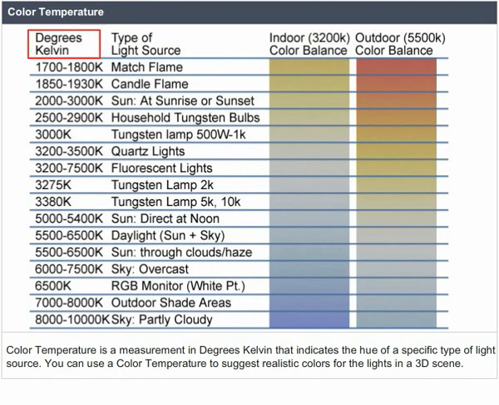Color temperature is a measurement in degrees Kelvin that indicates the hue of a specific type of light source. You can use a color temperature to suggest realistic colors for the lights in a 3D scene.